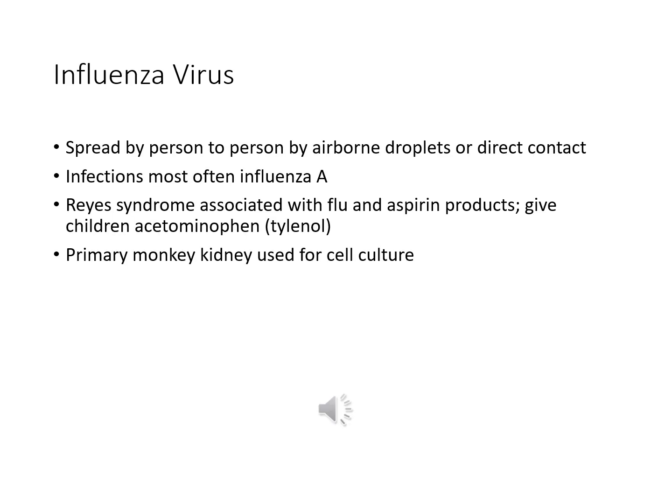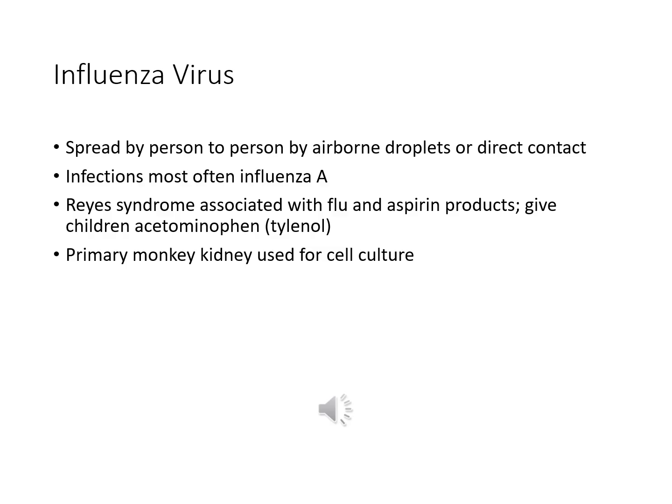Influenza virus. All right, so these are spread person to person by airborne droplets or direct contact. Infections most often are influenza A, especially in the fall. Then it starts to switch over to influenza B in the spring, or like the tail end of the flu season. Reye's syndrome is associated with the flu and aspirin products. And so this is damage to the liver. So that's why we give children acetaminophen, which is Tylenol, not aspirin or ibuprofen, when they have flu-like symptoms. We have rapid testing for influenza, but if we were to culture, we would use primary monkey kidney for that cell culture.